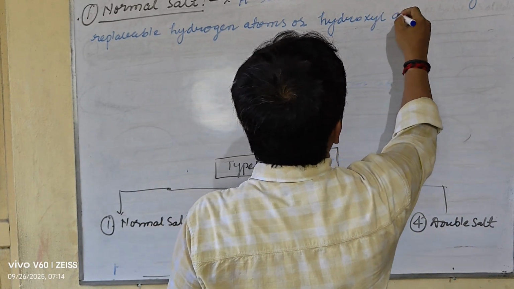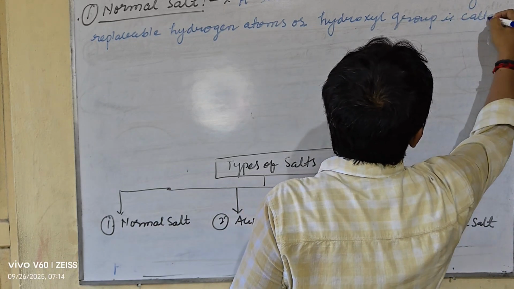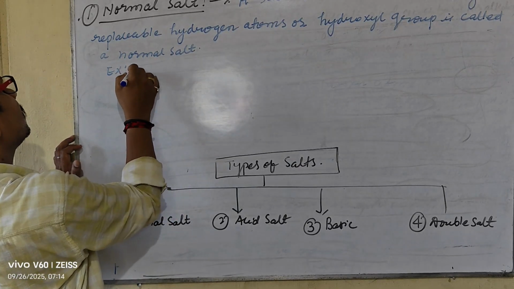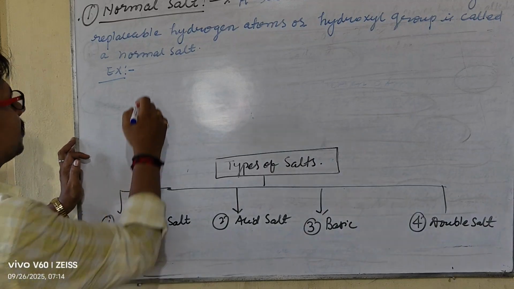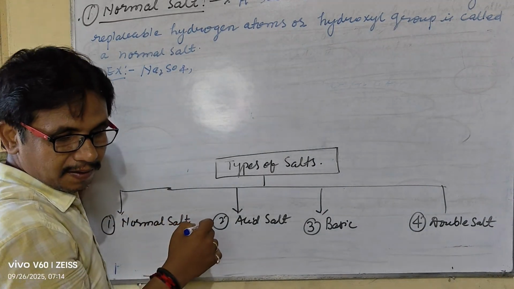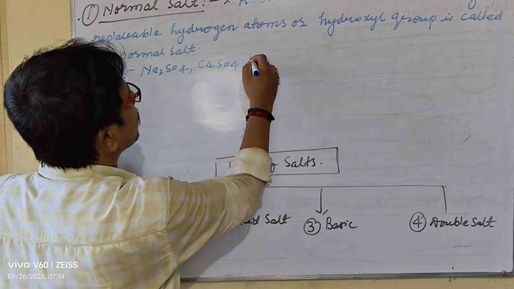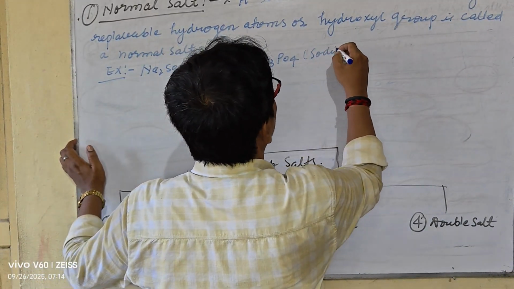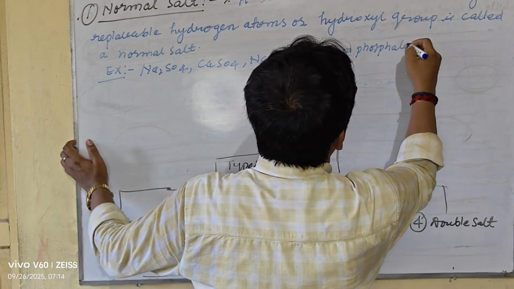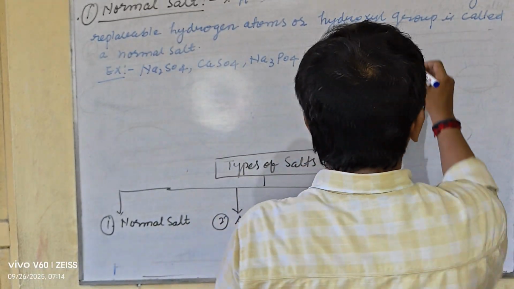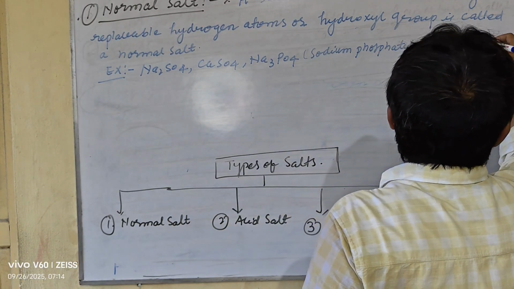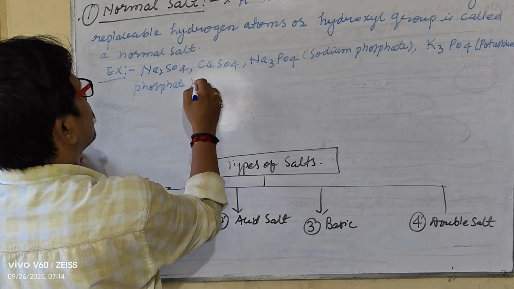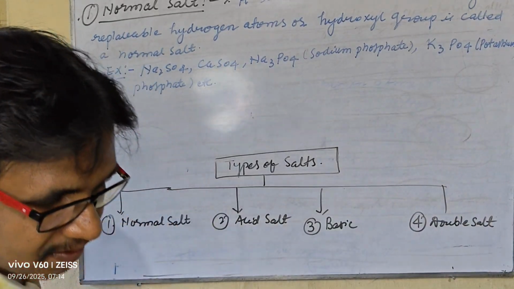The examples are Na2SO4, CaSO4, Na3PO4, which is sodium phosphate, and K3PO4, potassium phosphate, etc. The second one is acid salt.